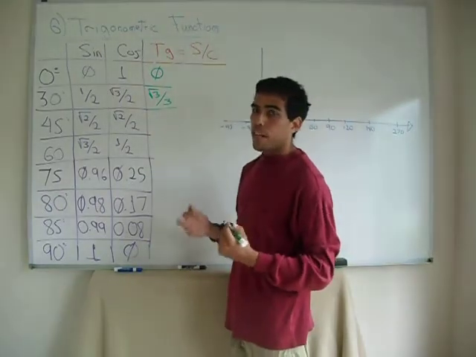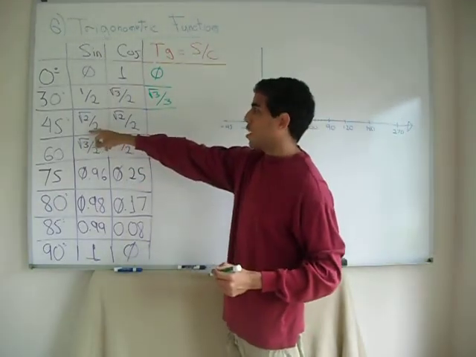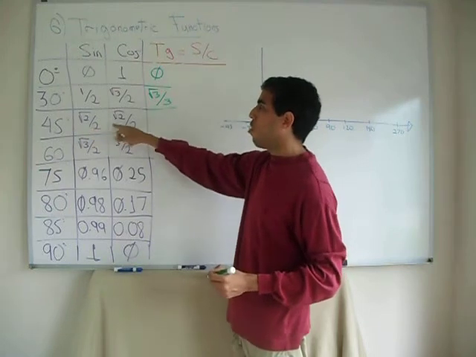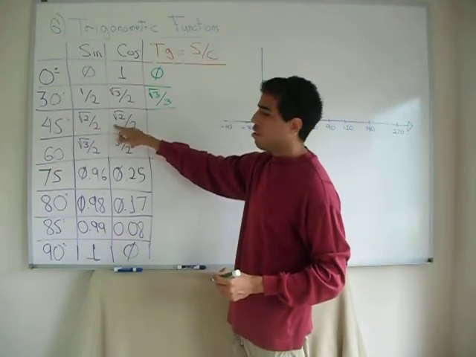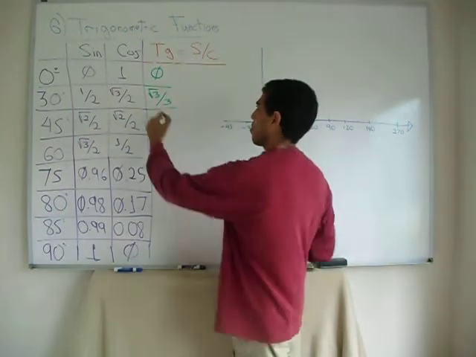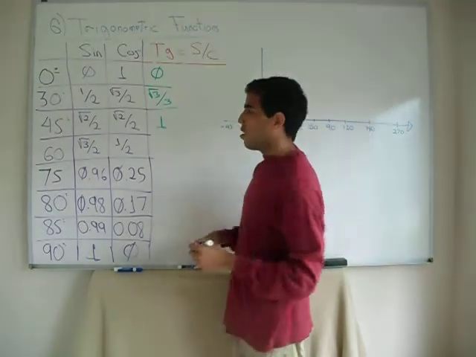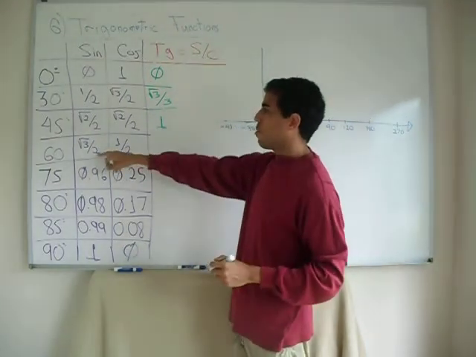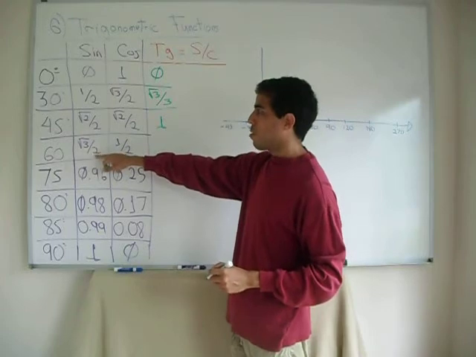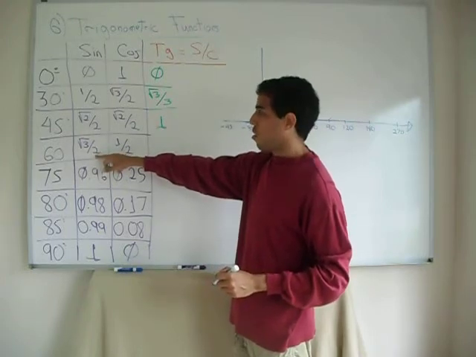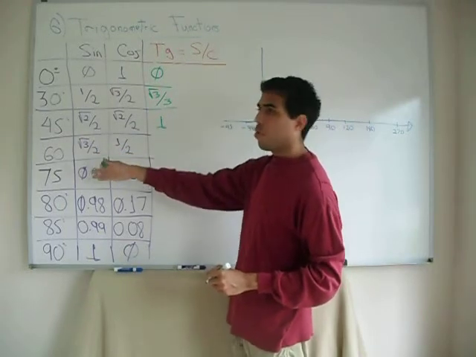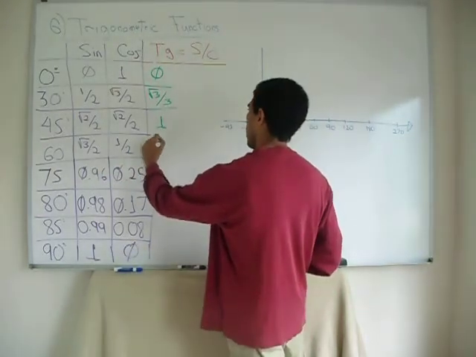Let's say we want to find tangent of 45. Well, that's square root of 2 over 2 over square root of 2 over 2. That's 1. Okay. There we go. Well, let's say we want to find tangent of 60. Well, that's square root of 3 over 2 over 1/2. And the 2's go away, and it's square root of 3.